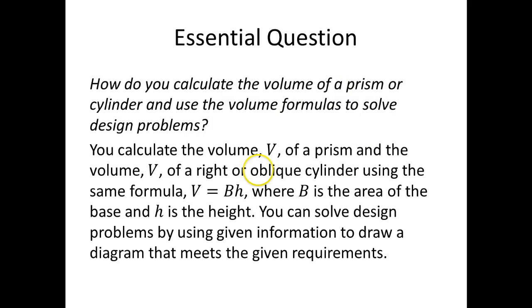You take the area of the base. If it's a prism, the base is going to be a polygon, whereas if it's a cylinder, the base is going to be a circle. So we use B to represent the area of either a polygon in the case of a prism or a circle in the case of a cylinder. Okay, and then we multiply that by the height of the prism or cylinder. You can solve design problems by using the given information to draw a diagram that meets the given requirements.